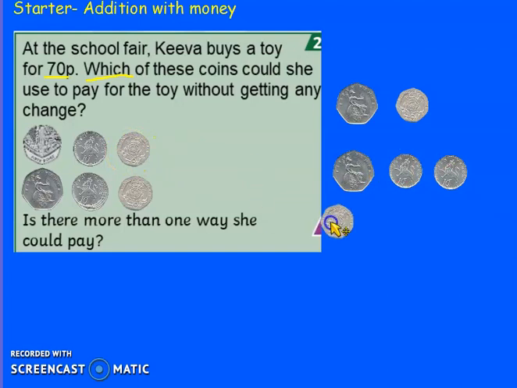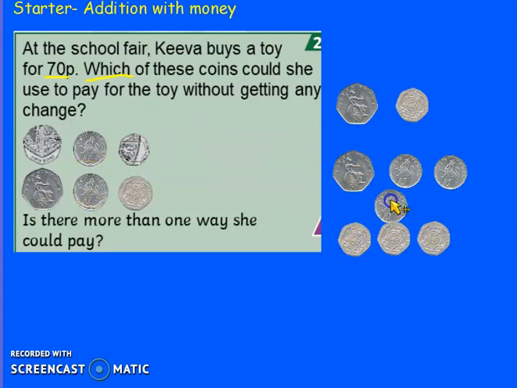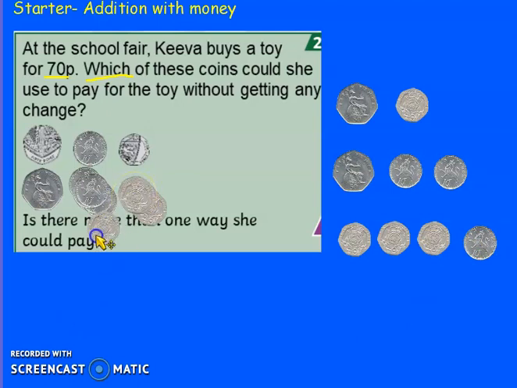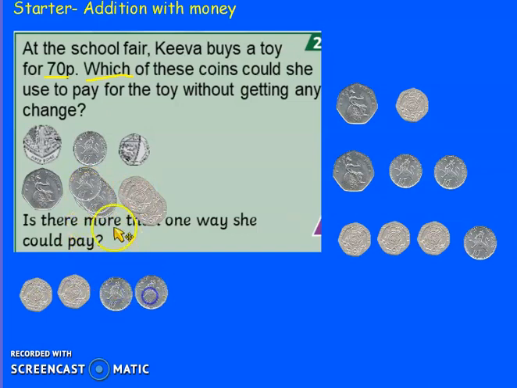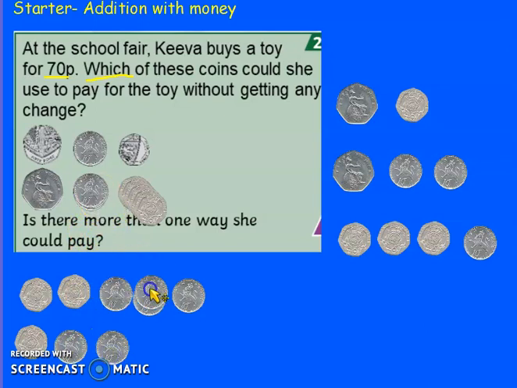She could have paid with 20p's and one 10p to give her 20, 40, 60, 70p. She could have paid with two 20p's and some 10p coins. 20, 40, 50, 60, 70p without change. She could have paid with one 20p coin and the rest in tens. 20p, 30, 40, 50, 60, 70. Give yourself a tick if you got that combination.